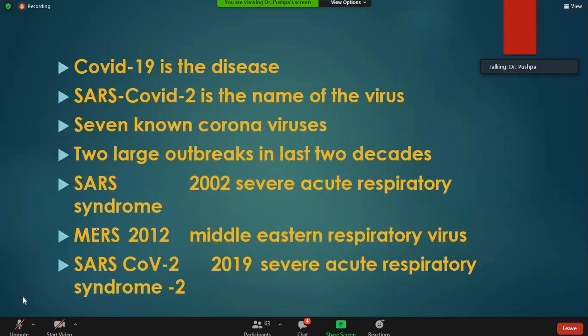So what is the disease called and what is the name of the virus? We should be clear about that. COVID-19, or coronavirus disease 19, is the disease, while severe acute respiratory syndrome coronavirus 2 is the name of the virus. Severe acute respiratory syndrome coronavirus 2. And why are we calling it SARS or SARS-CoV-2? Because a similar disease erupted in 2002, and it also started from China and then took the shape of a pandemic.